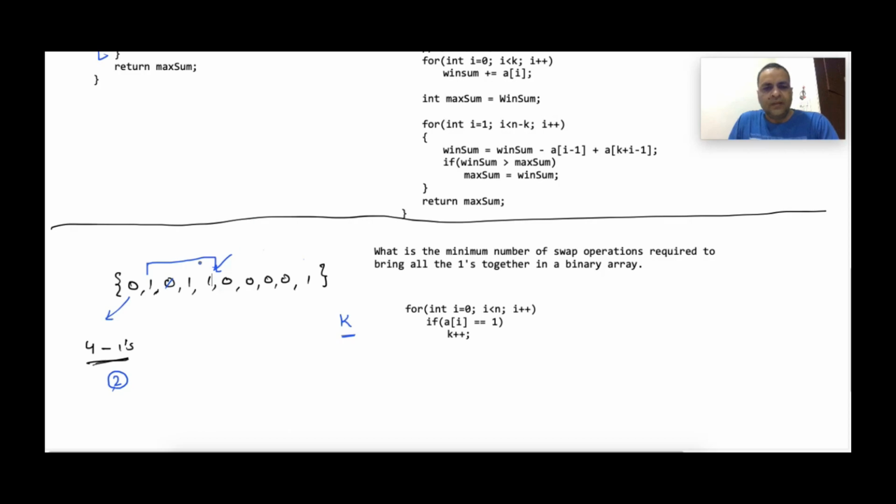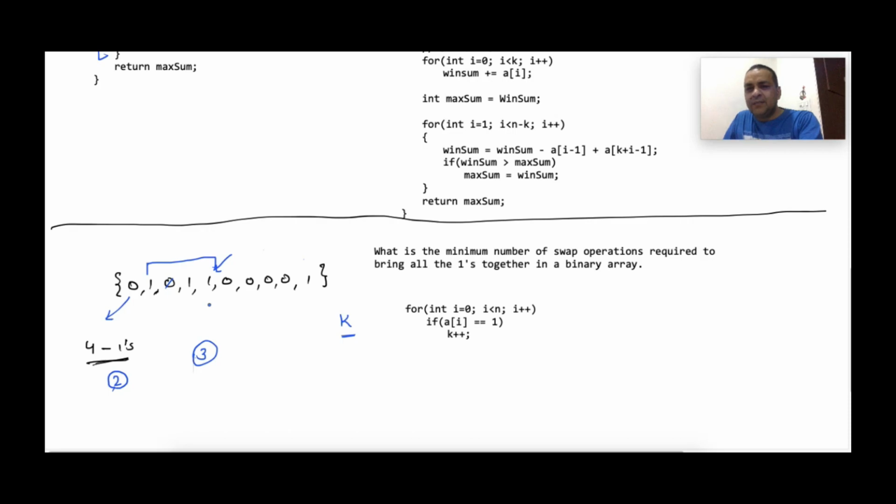And we will keep track of the maximum number, the window of maximum ones, right? And the maximum number of ones will be 3. So our answer will be k minus 3, 4 minus 3, which is 1. These many swap operations, right? So we keep track of the window which has the largest number of ones. We could also keep track of the starting index of that window.